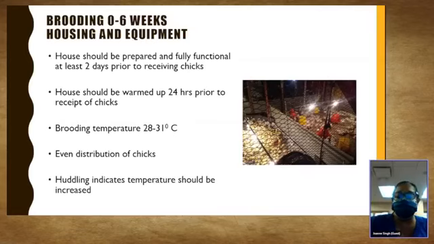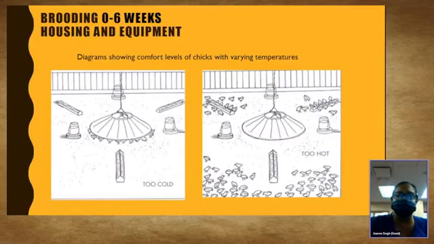If you see huddling, that's a problem. For instance, this diagram shows the light source, and you are seeing the chicks huddling under the light source. That means the area is too cold, so they are looking to get heat. This one shows where it is too hot. They move away from the light source because that's where the heat is.